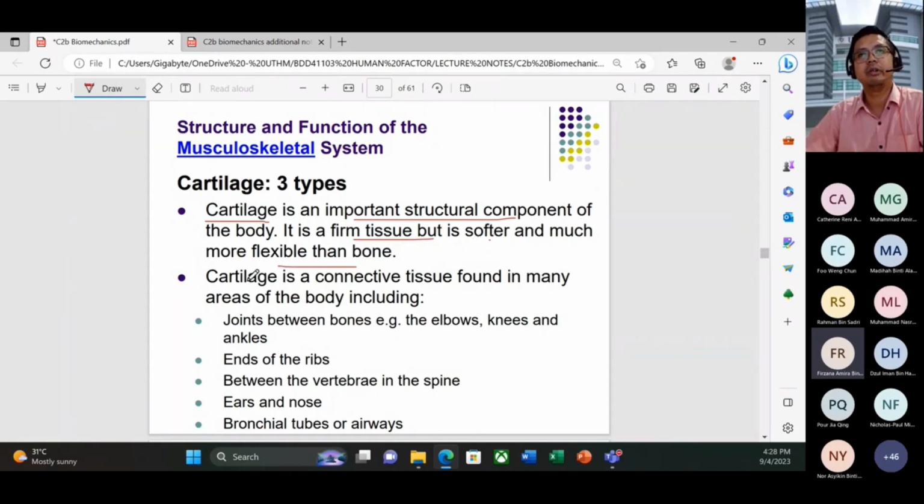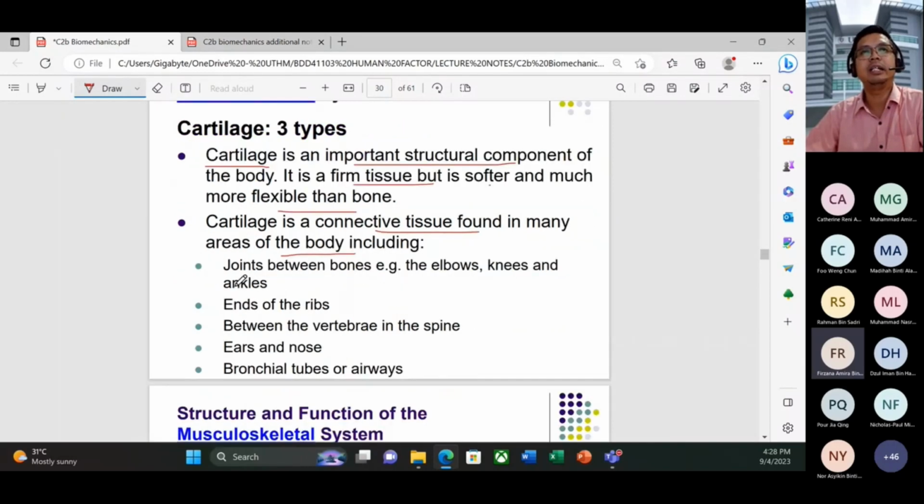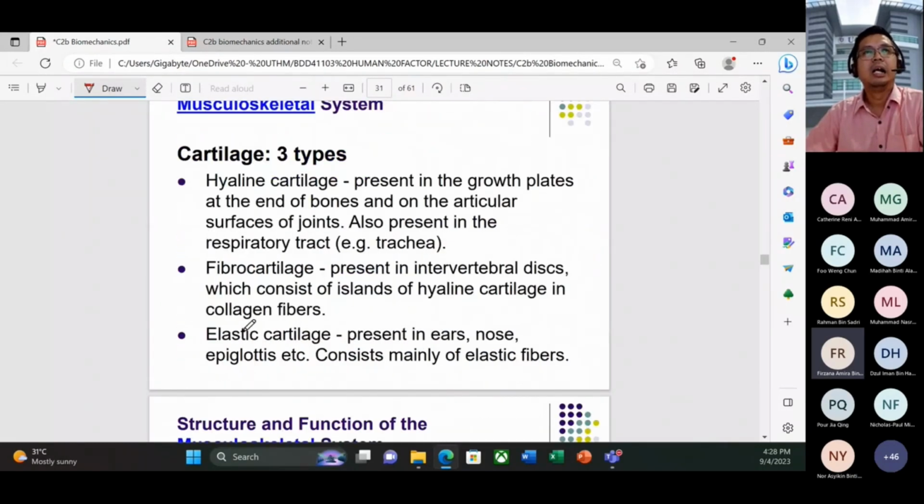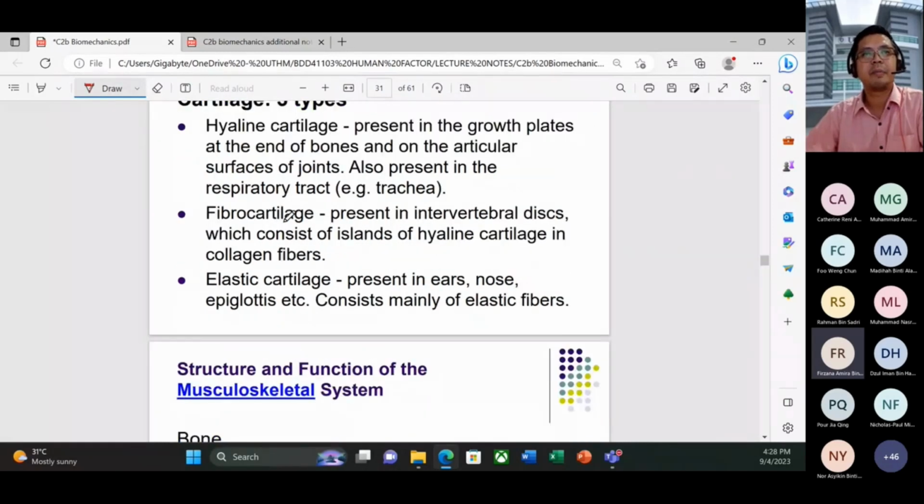Cartilage is connective tissue found in many areas of the body, including the joints between bones, the elbows, knees, ankles, the ribs, between the vertebrae in the spine, the ears and nose, and the bronchial tubes or airways. So all of these are cartilage, three types. I won't go into detail on the cartilage types.